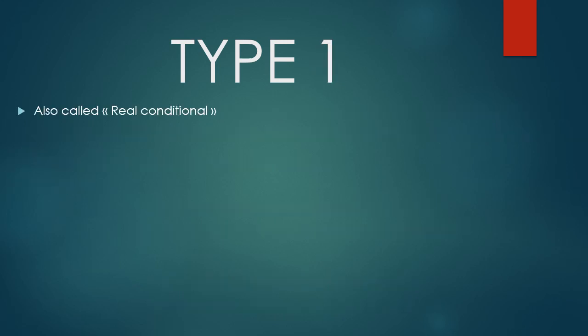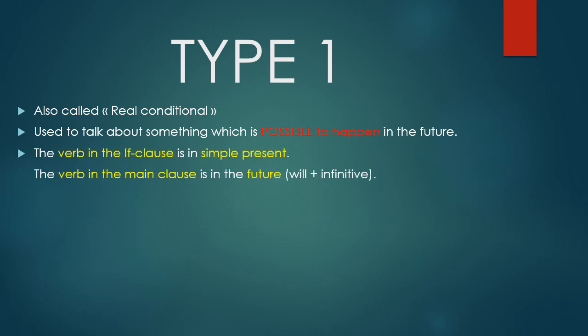Conditional type 1 or the real conditional. Why do we call it the real conditional? It's because it's used to talk about something which is possible to happen in the future. So we have a condition and we can have a result. It's possible to happen in the future, okay?